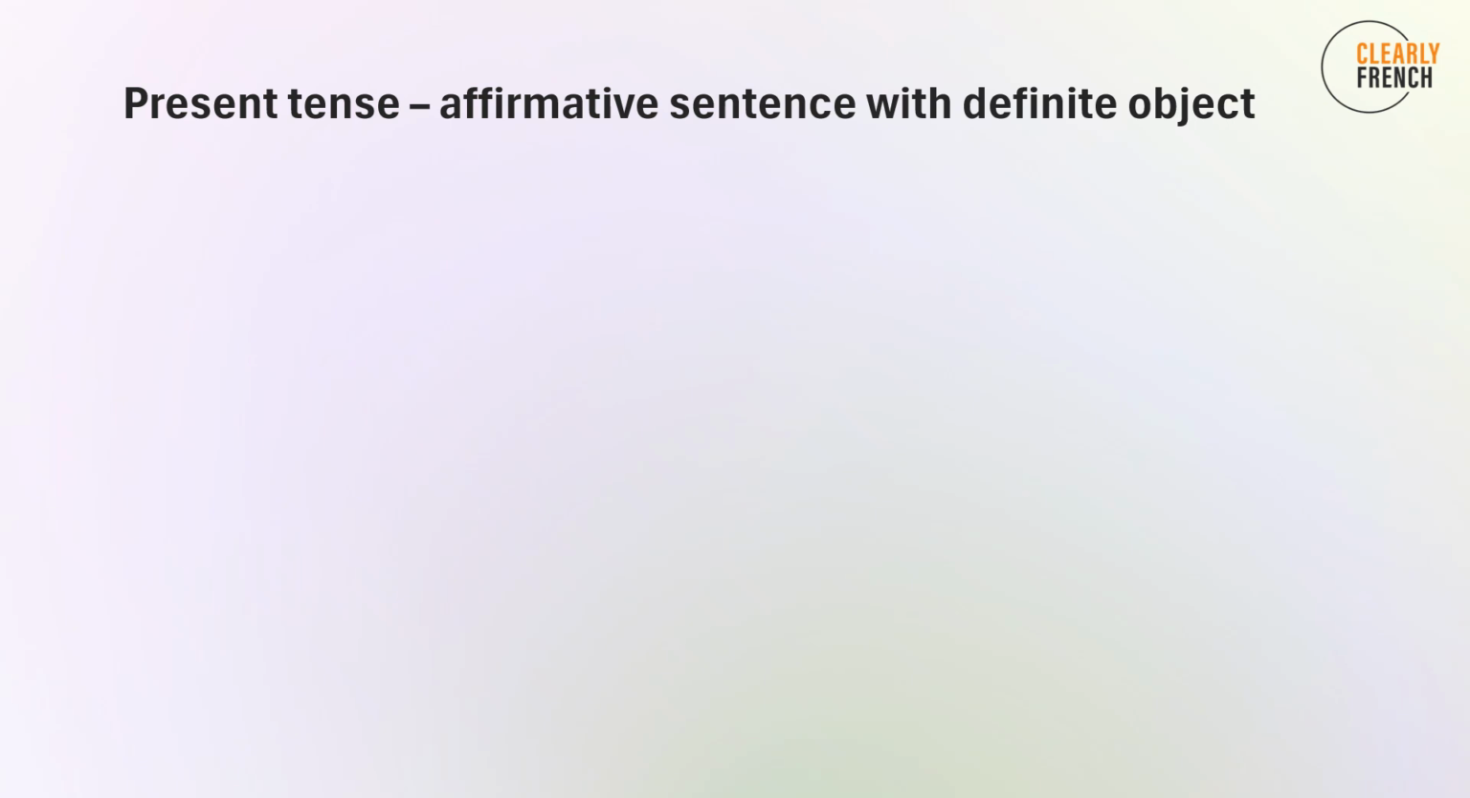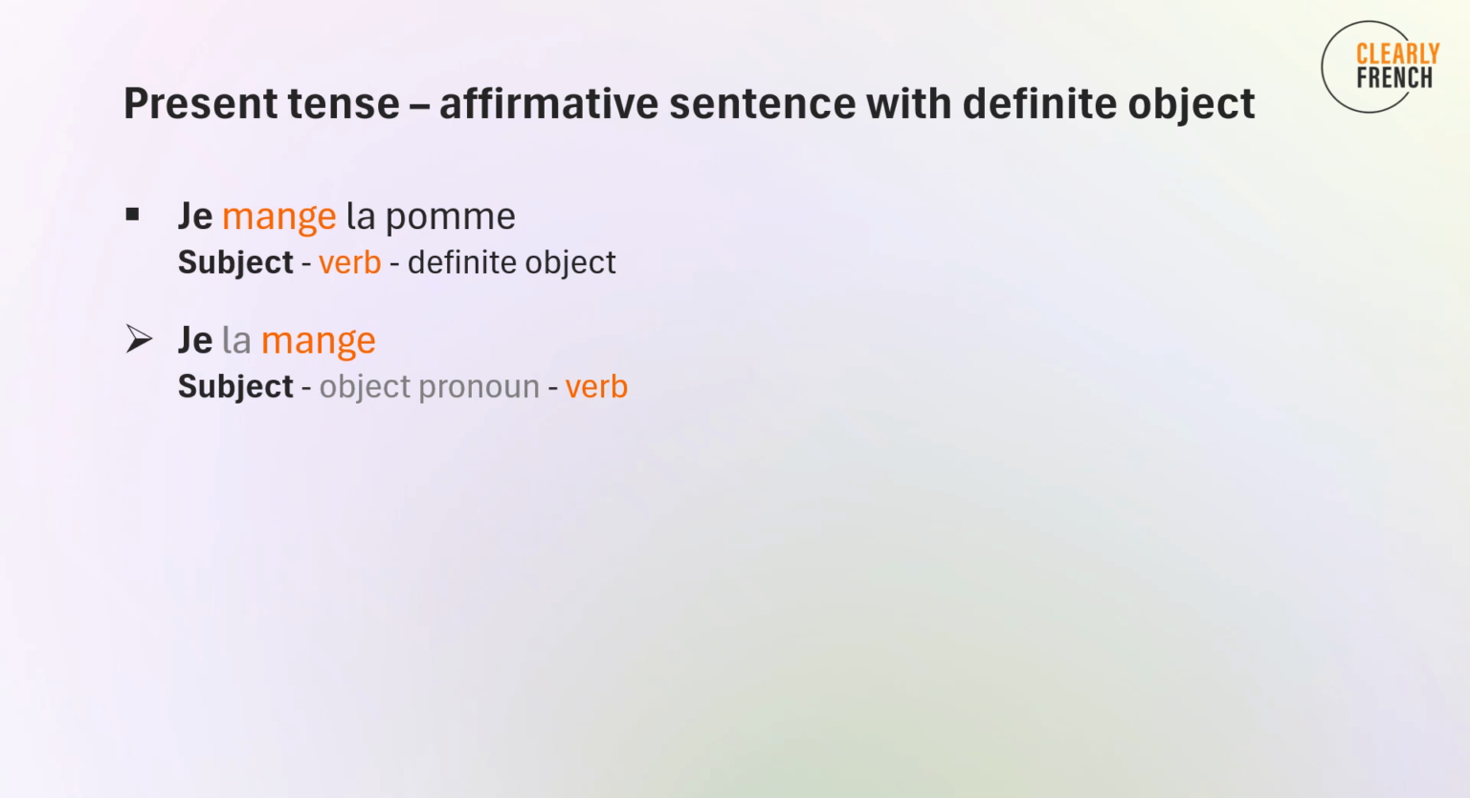Now let's do the same exercise as before, but with a definite object, which is la pomme, the apple. Je mange la pomme, subject, verb, definite object. Je la mange, I eat it. And you see how the pomme has been replaced by la, which is an object pronoun, always comes before the verb.